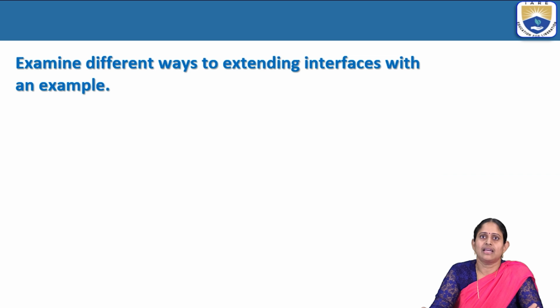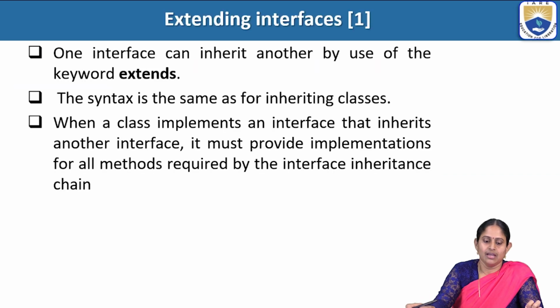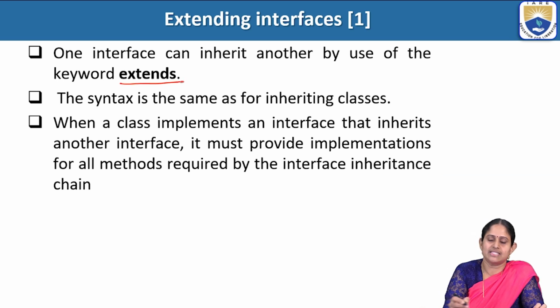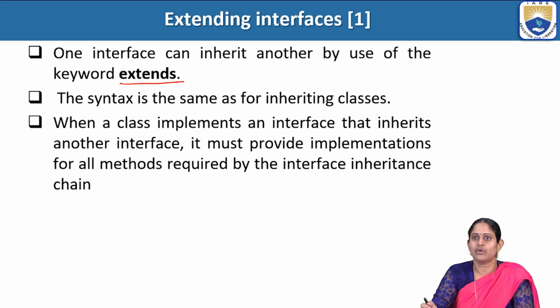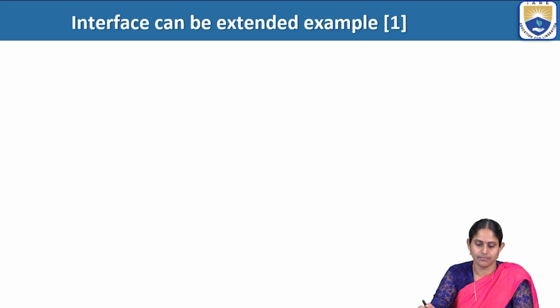Next question. Examine the different ways to extend an interface with an example. We can extend an interface by making use of the extends keyword. One interface can inherit another interface by the extends keyword. It is the same way as how we use it on our classes. And when a class implements an interface that inherits another interface, it must provide the implementation for all the methods required by the interface inheritance chain.